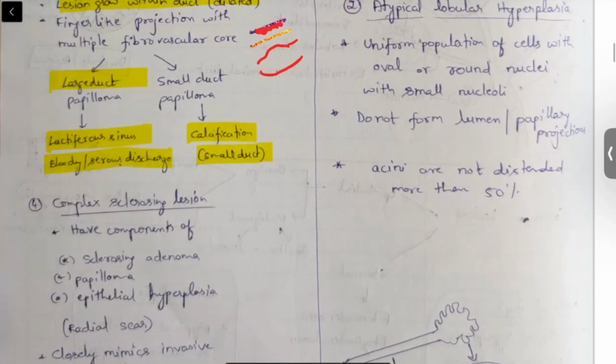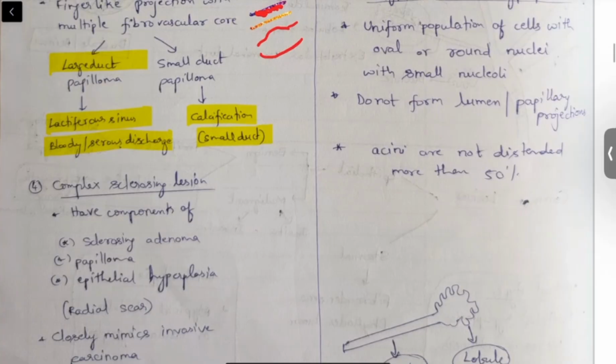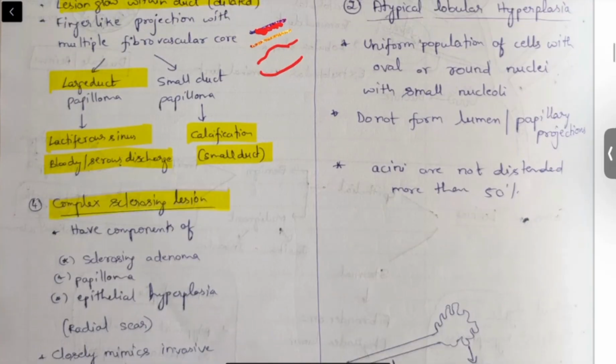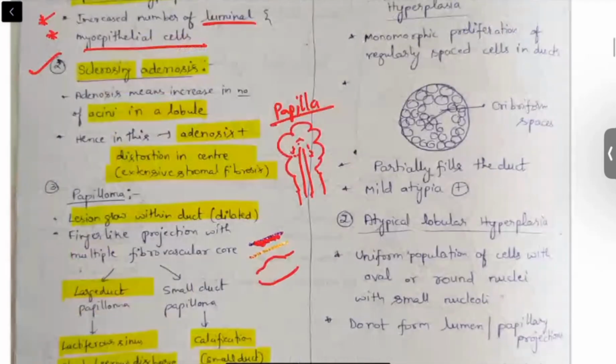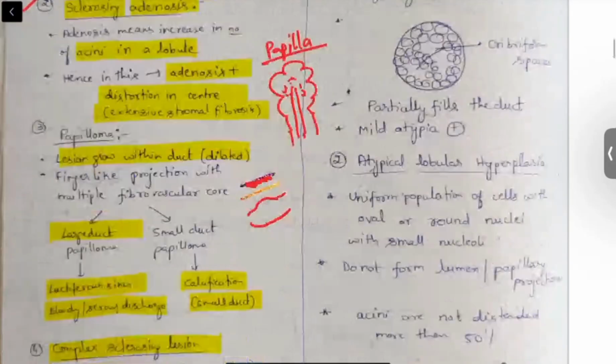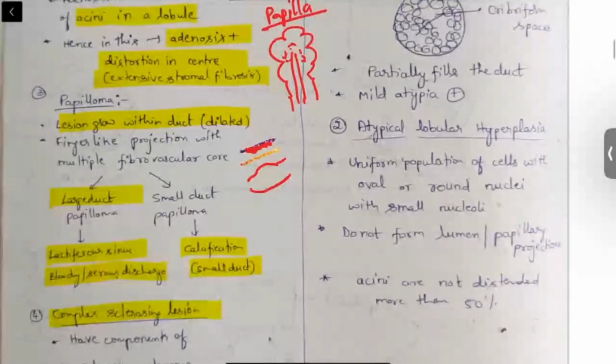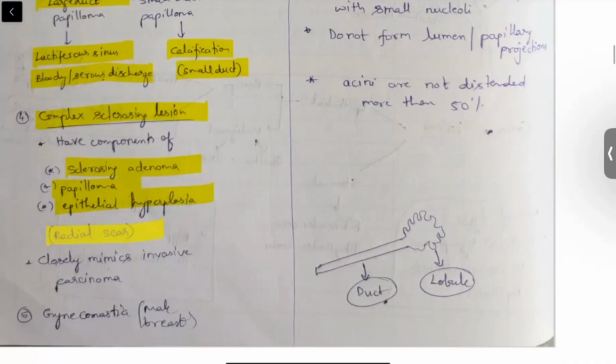The fourth condition of proliferative breast lesion without atypia is complex sclerosing lesion. Complex sclerosing lesion is nothing but a mixture of what we studied in the above three. That is, it can be epithelial hyperplasia, sclerosing adenosis, or a papilloma, or a mixture of all these three. So it contains all the components like sclerosing adenosis, papilloma and epithelial hyperplasia along with a radial scar.